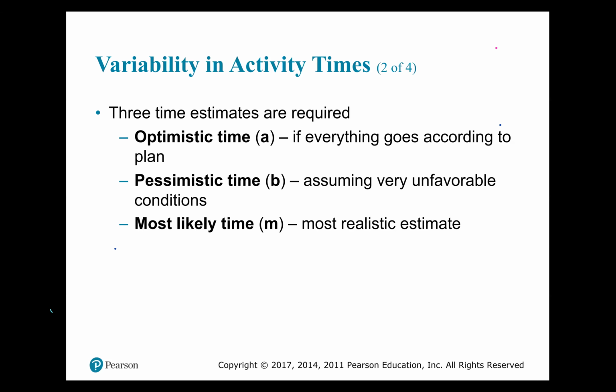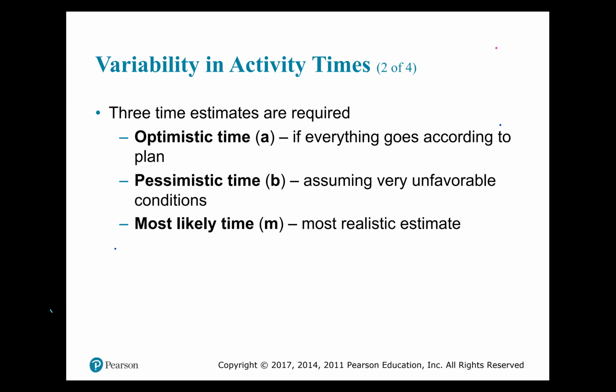The three time estimates that you will find for each activity: one is called an optimistic time, and you know how we like a shortcut, we call the optimistic time A. The optimistic time is if everything goes according to plan. The pessimistic time, which of course we call B because we love a shortcut again, we assume that conditions are unfavorable, it doesn't go according to plan, in other words. And then we have the most likely time, which we call M, and that is a most realistic estimate.